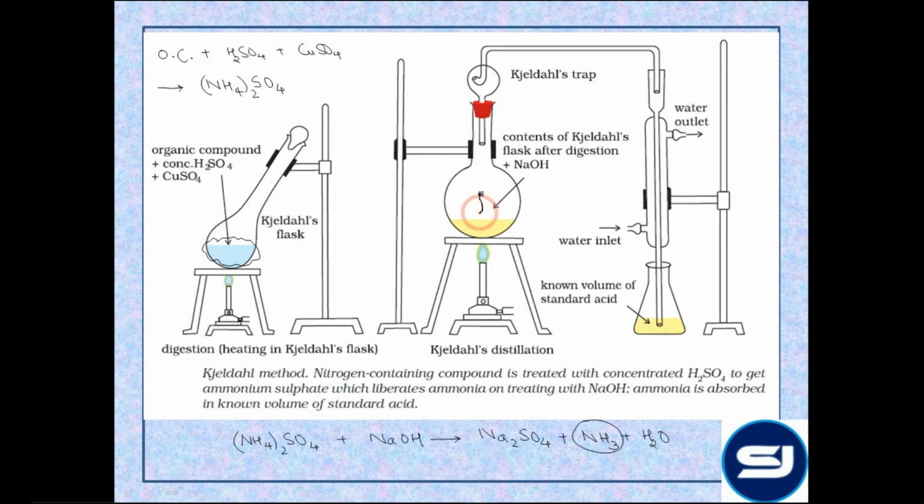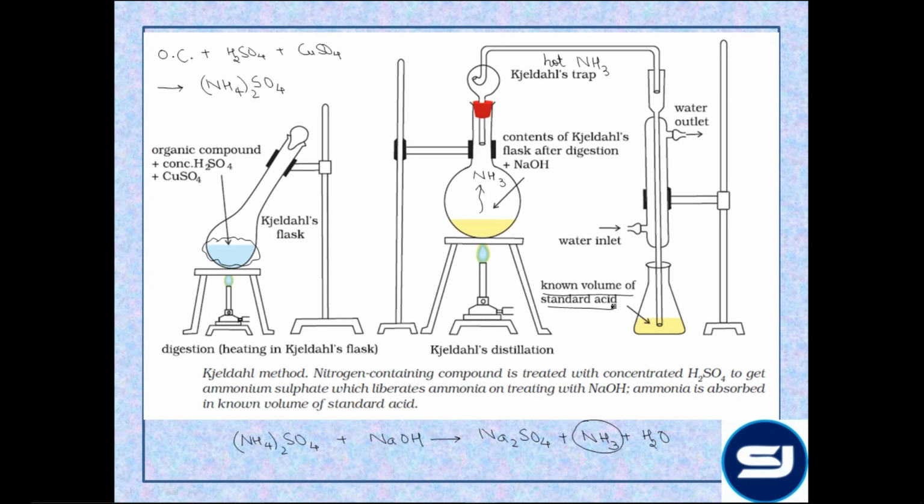So from this reaction we get the ammonia, which is trapped in the Kjeldahl tube, which is called Kjeldahl's trap. And since this is highly heated ammonia gas, it is cooled down by passing through a condenser. So this is a condenser through which the ammonia gas is cooled, and on cooling the liquid ammonia is collected in this conical flask and is titrated against a known volume of a standard acid, which is generally sulfuric acid.